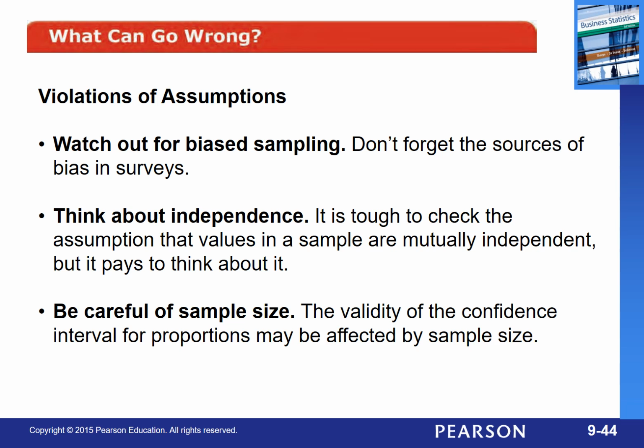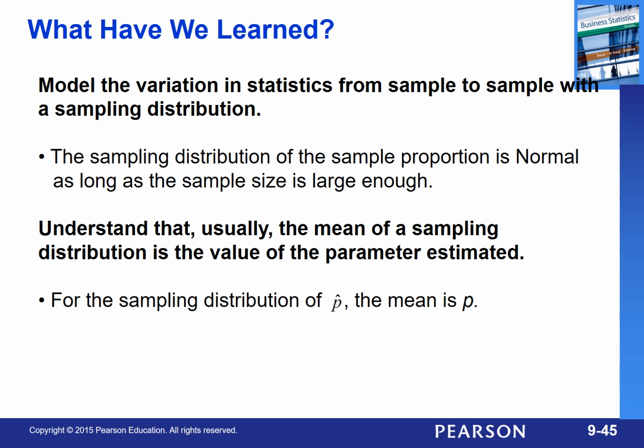Okay. Watch out for violations of the assumptions. If you violate any of it, you shouldn't be doing normal. You can't be doing a confidence interval. There are other ways to handle this. There is other statistics out there that will handle these situations. We're not doing those. All right, what have we learned?